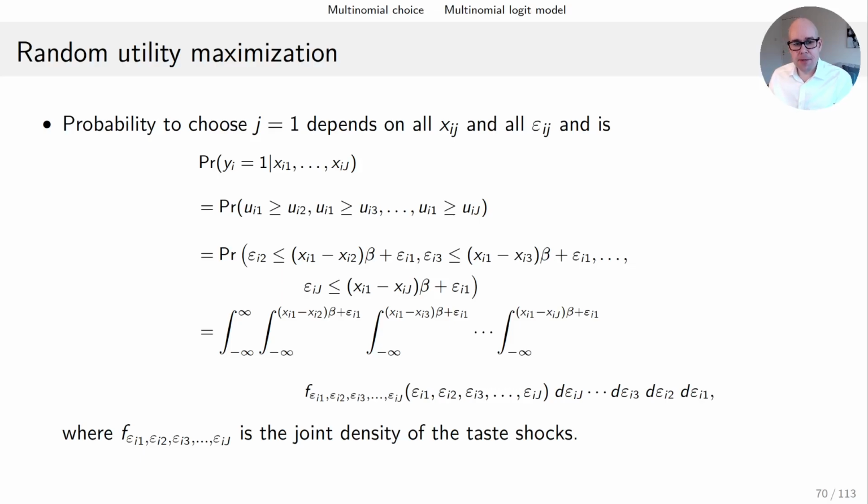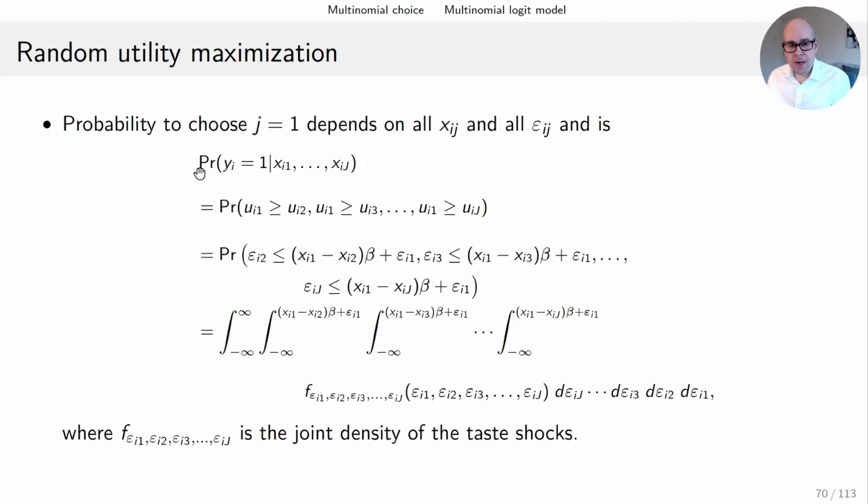Now, let's think about the implied choice probabilities. So the probability to choose, for instance, alternative number 1 will actually depend on all the xij's and all the epsilons. Why is that? Well, I'm doing utility comparisons, and if another alternative's xij changes, or if another alternative's epsilon ij changes, it might impact the decision whether or not to purchase option number 1, or to choose j equal to 1.